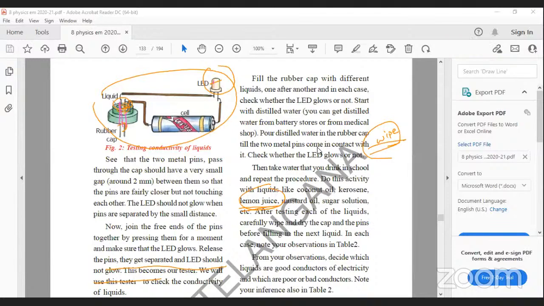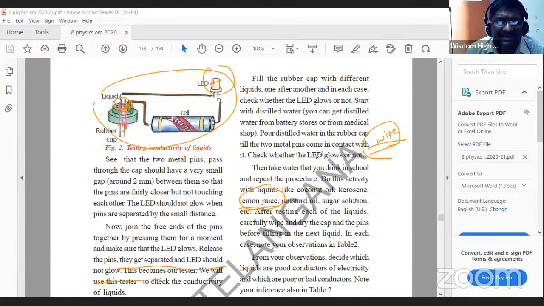Okay, next we can discuss here. Through this activity, we can understand very clearly which solutions are good conductors of electric current and which are bad conductors. So what is required for knowing about the electrical conductivity of liquids? That is the name of the lesson: electrical conductivity of liquids.